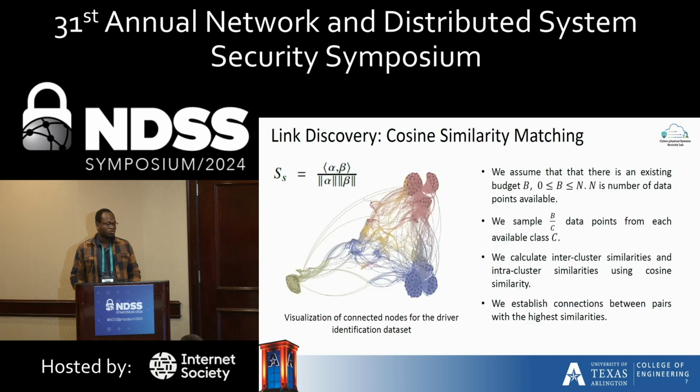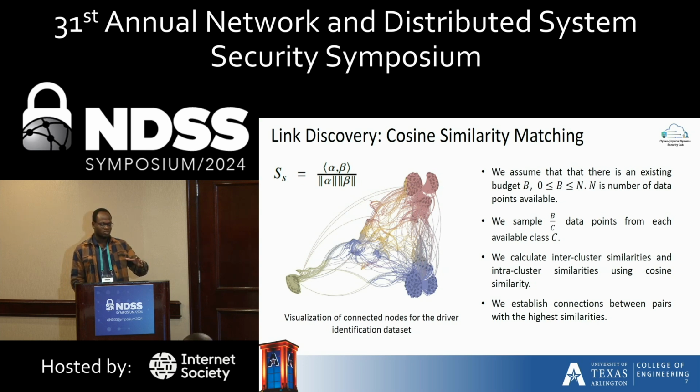The first approach we used was cosine similarity matching, which is a popular approach in machine learning for similarity. We assume that you have a budget: how many data points do you want to use for clustering? Then for each class available in the data set, we choose B over C data points, and then we use cosine similarities to establish intercluster and intracluster similarities. By intercluster, we mean similarities across different clusters, and intracluster is similarities within a single cluster. And then we just establish connections between pairs with the highest similarity.